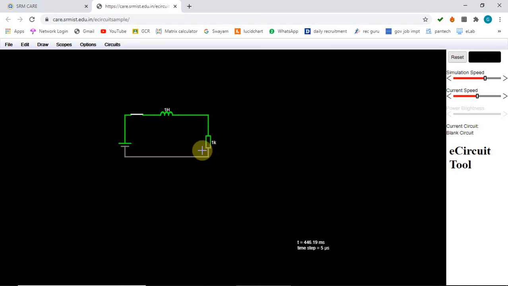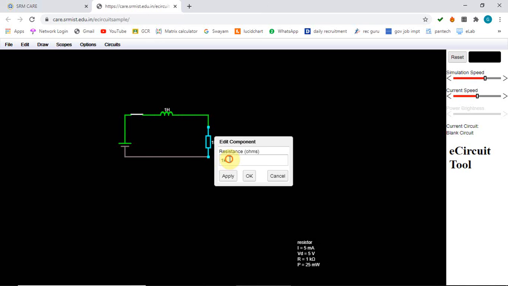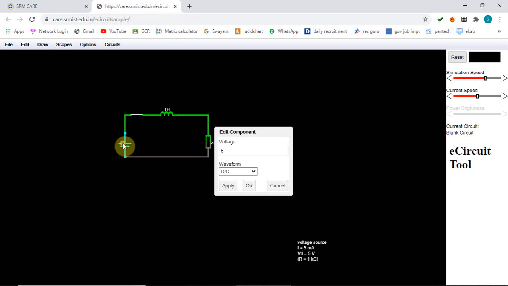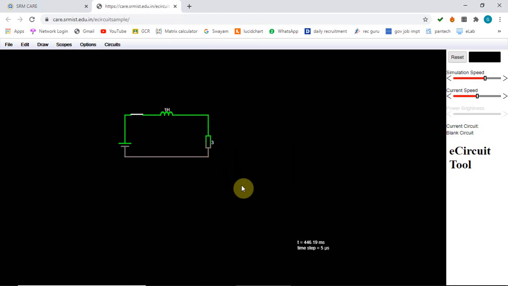Now change the values of your components. The inductor is going to be 1 Henry only. What about the resistor? It's going to be 3 ohm. And what about the voltage? It's going to be 3 volt. So change all the values of your components.